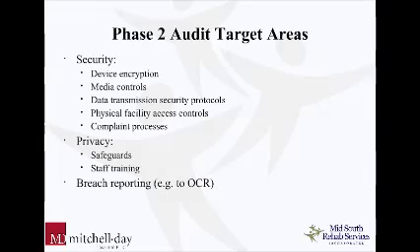The OCR did give an idea of what some of their audit target areas might be. Under security, they're looking at things like device encryption, media controls, data transmission security protocols, physical facility access controls, and complaint processes. I would imagine that a lot of those words, when put together in those orders, don't mean much to you. We're going to go over those later so that you get an idea of what that actually means, because it doesn't really make much sense to me until I refresh my memory and look at it.